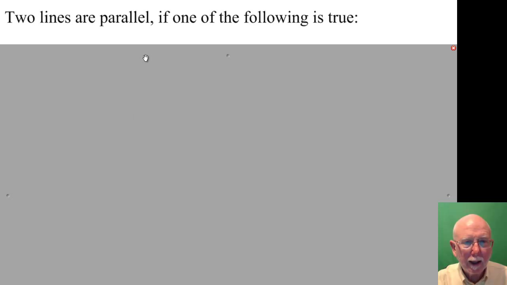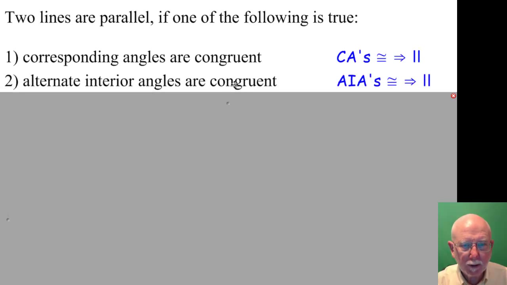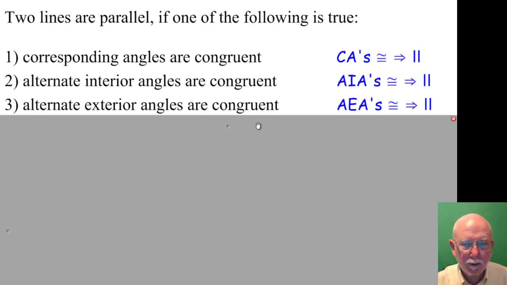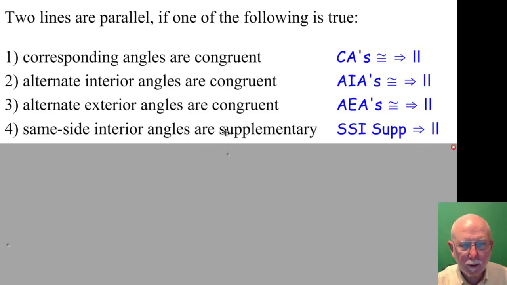Now, when I want to prove that two lines are parallel, basically the converse of what we were doing earlier, one of the following has to be true. First thing, if corresponding angles are congruent, the lines are parallel. And I'm going to write that as corresponding angles congruent implies parallel. Second reason is if alternate interior angles are congruent, then the lines are parallel. And I write that as alternate interior angles congruent implies parallel. Third reason, if alternate exterior angles are congruent, I'm going to write that as alternate exterior angles congruent implies parallel. Fourth reason, if same side interior angles are supplementary, then the lines are parallel. I write that as same side interior supplementary implies parallel.